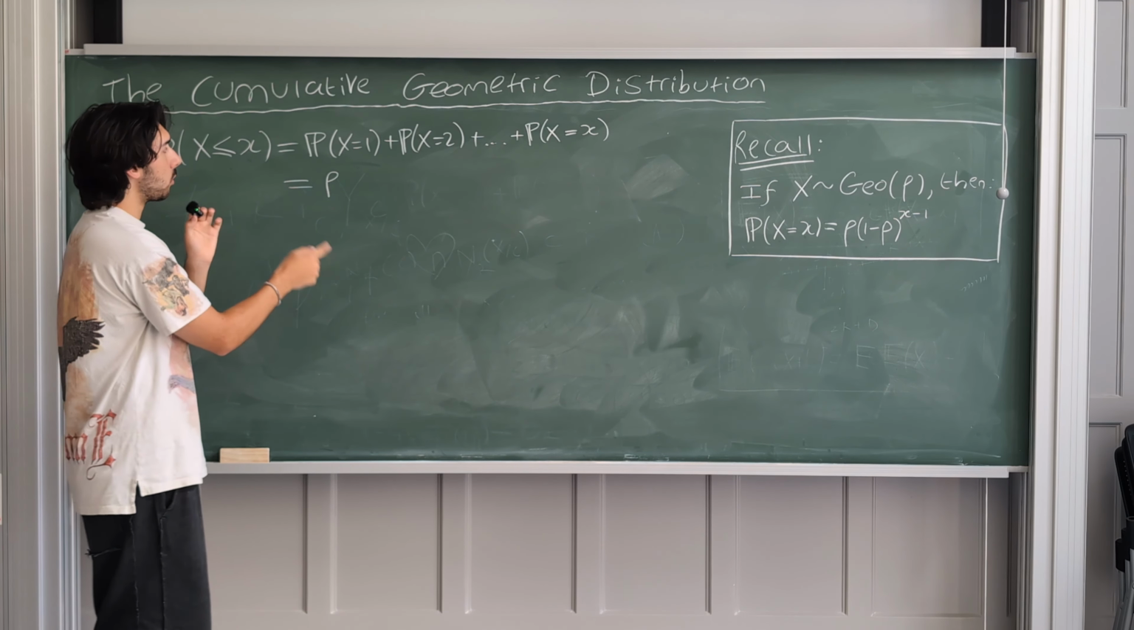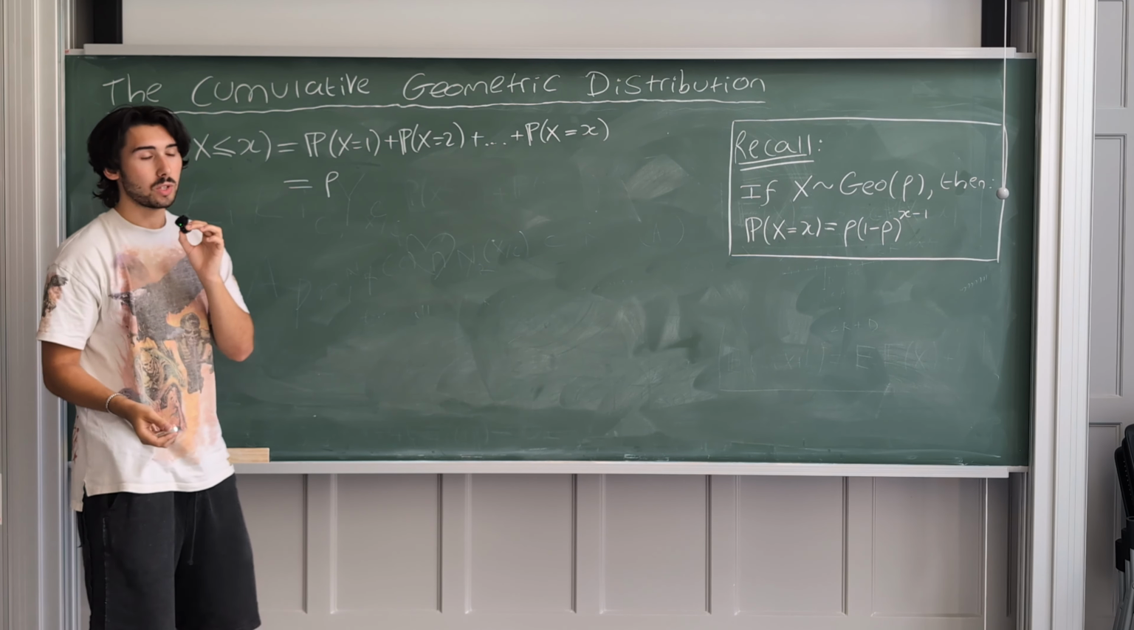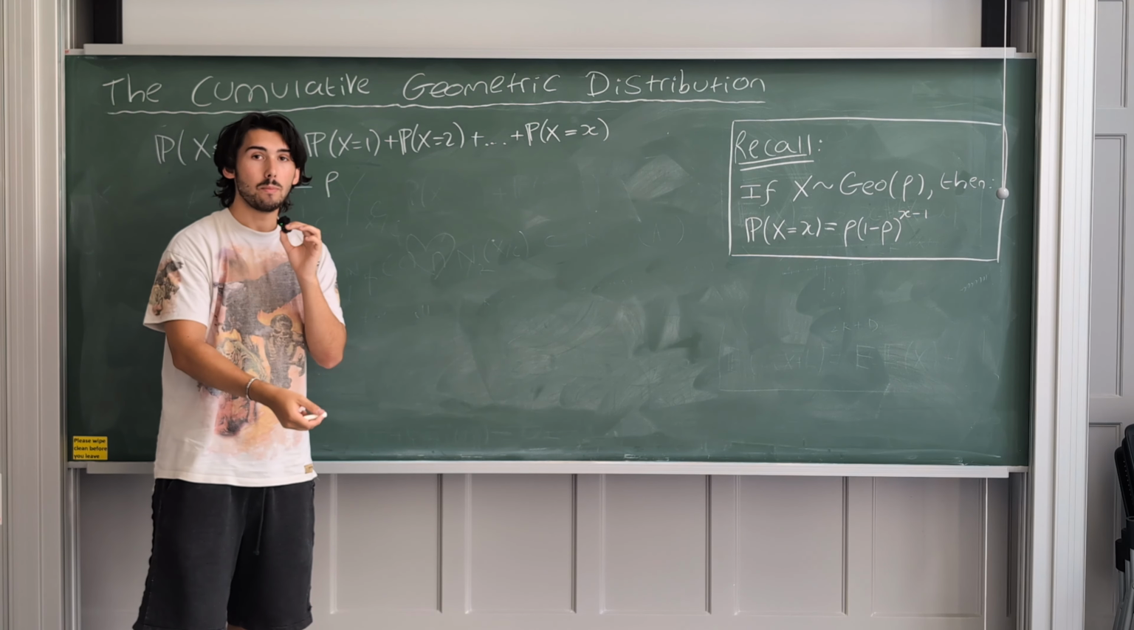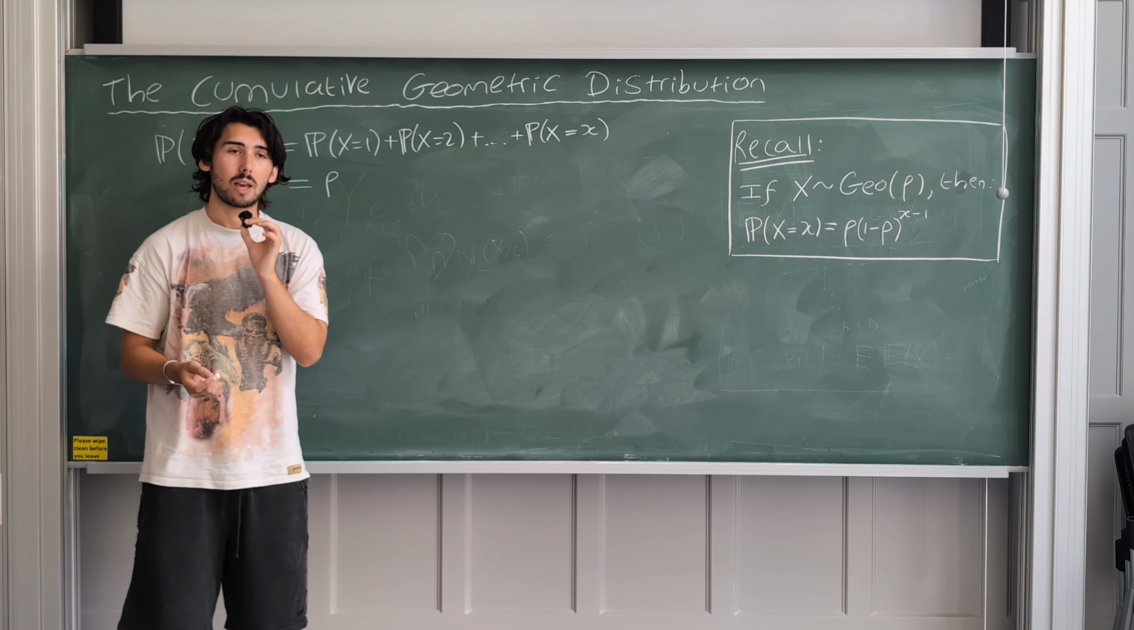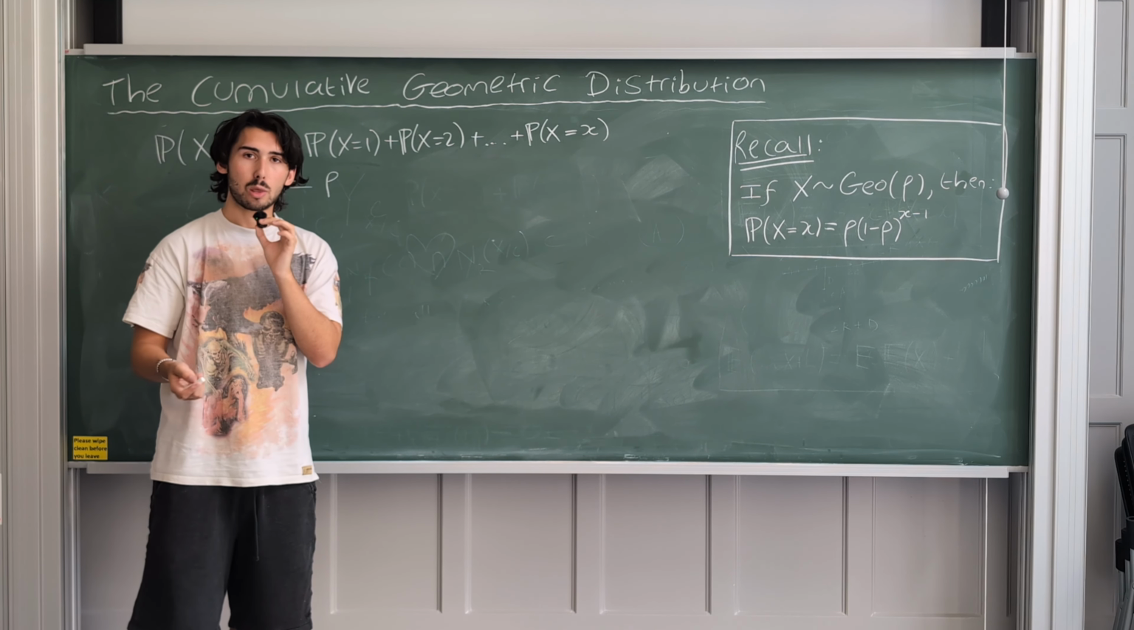On an intuitive level, the reason why this is true is if you're rolling your die and it only takes you 1 attempt, then the probability of this happening, only taking 1 attempt, is just the probability of getting that thing on the die.